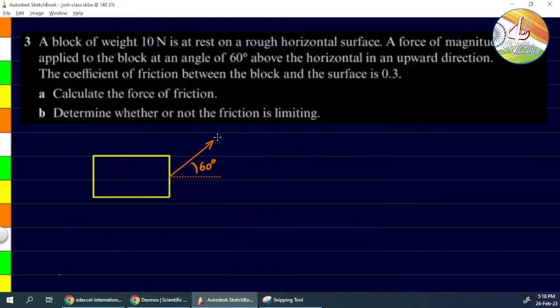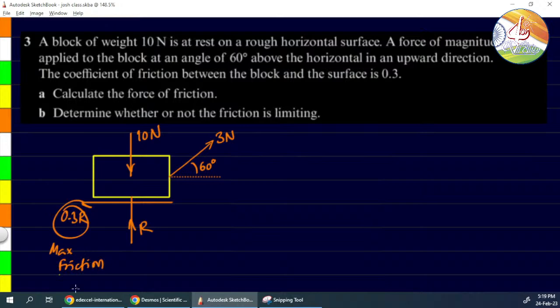So this force is 3 newtons. Weight downwards, how much? 10 newtons. Reaction will be here, R. Friction will be acting backside. So coefficient of friction is given, so directly we can write it as 0.3 times R. Now calculate force of friction. He wants us to find the force of friction. So this is the maximum friction, right? Yes, this is the maximum friction possible.